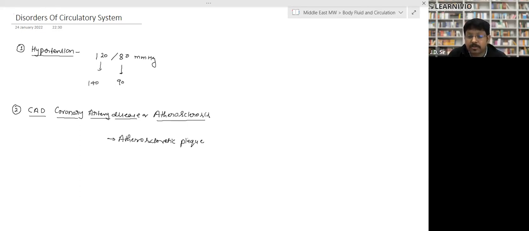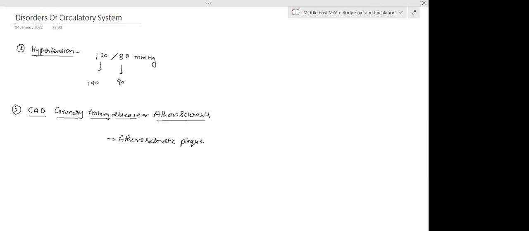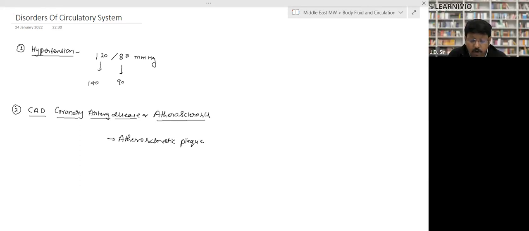Sir, can you please repeat this line, the last one? It deforms the arterial wall. Full stop. In extreme cases, this plaque may block artery completely.